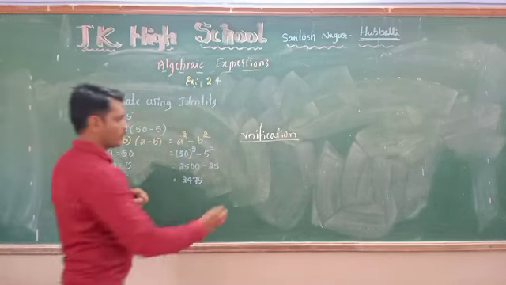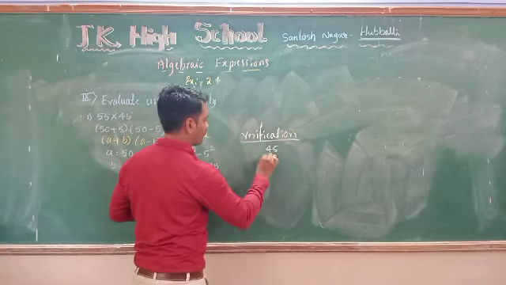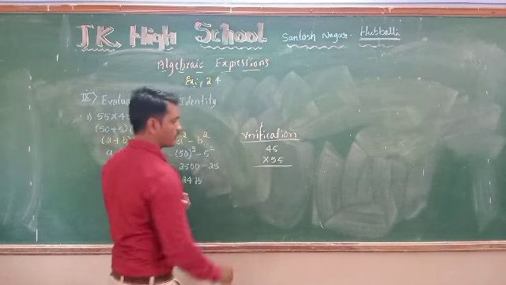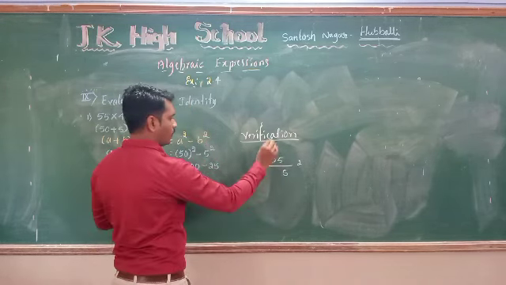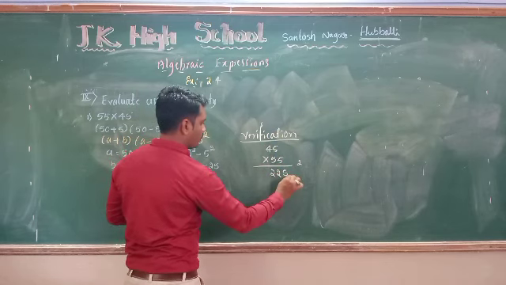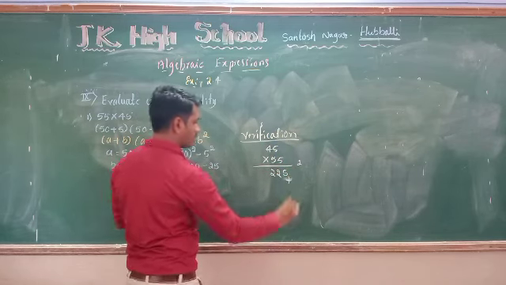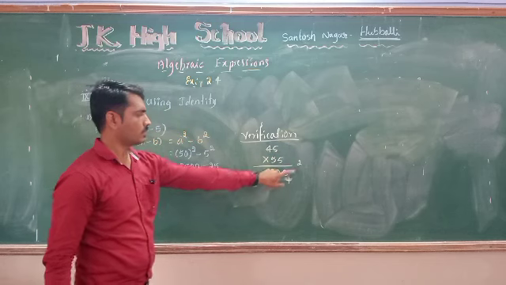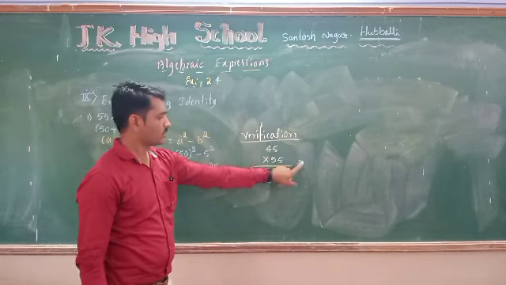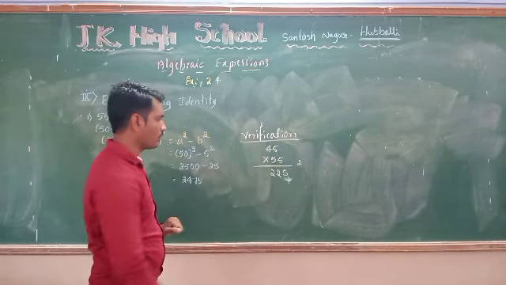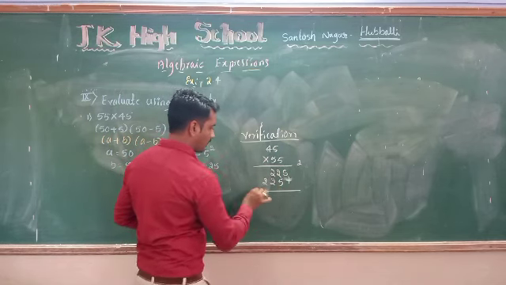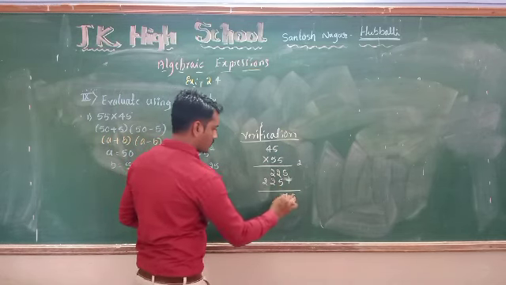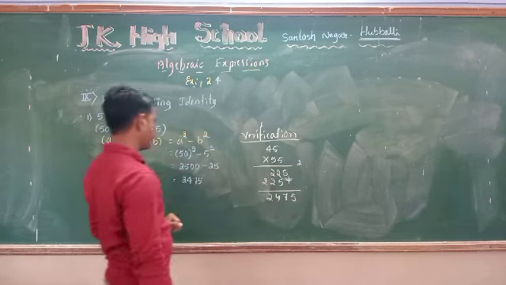55 and 45. So multiply it. 45 into 55. 5 5s are 25, remaining 2. 5 4s are 20, 20 plus 2, 22. Correct? 5 4s are 20, 20 plus 2, 22. 5 5s are 25. 2 and 2 are placed. 5 is there, 7 is there, 4 is there, 2 is there.